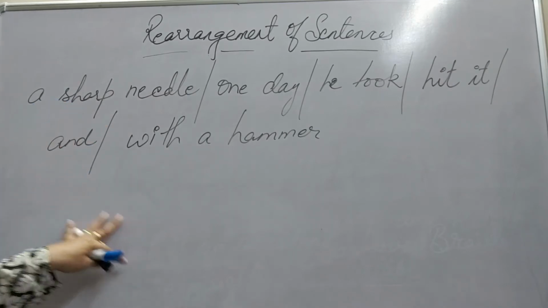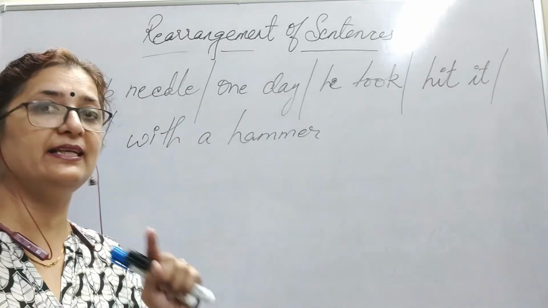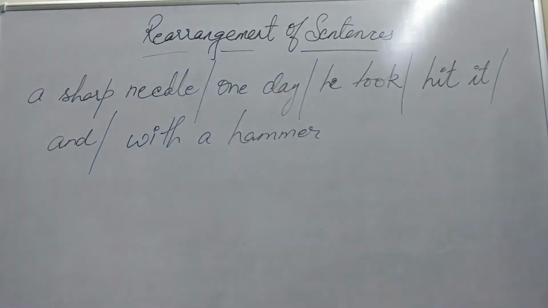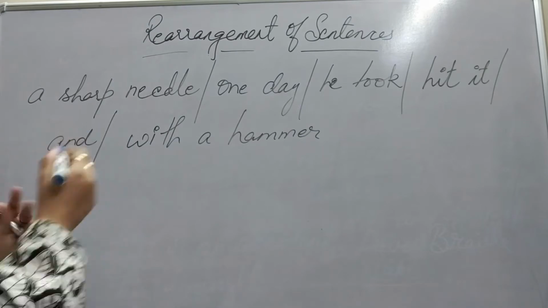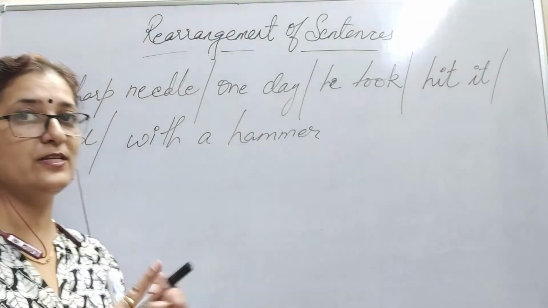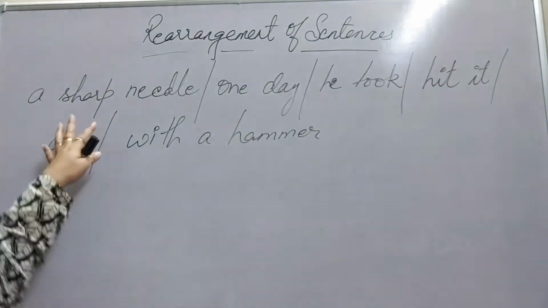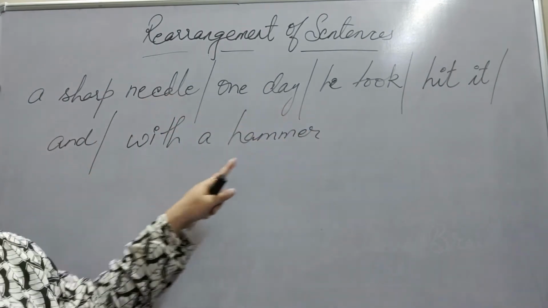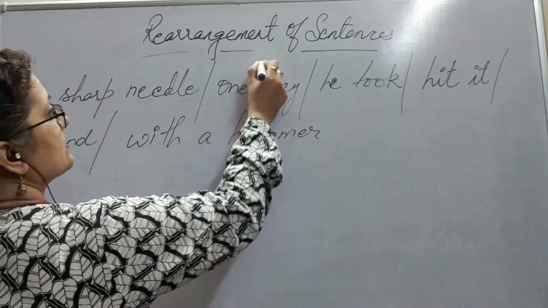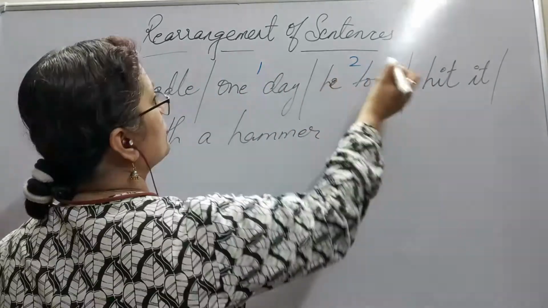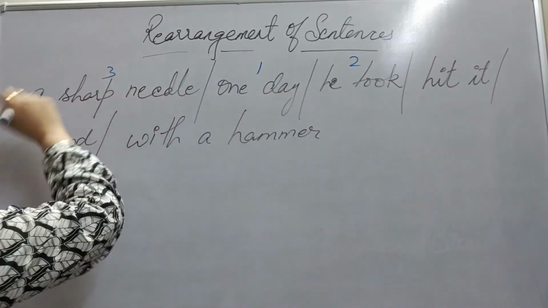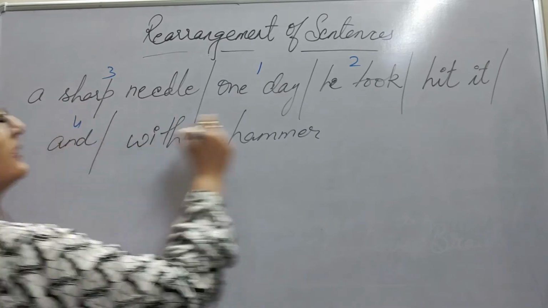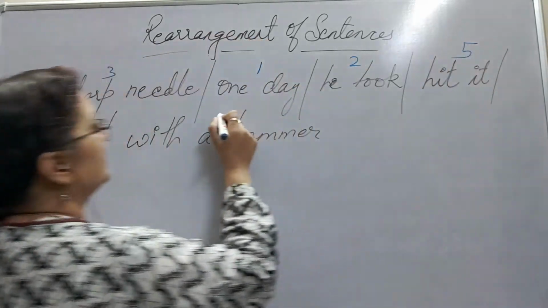and we need to place it in some kind of a sentence, a grammatically correct sentence. Let's see how we can do that. Let me just put the numbers. As I told you, I always put in the numbers so it's easier for me. A sharp needle, one day he took, hit it and with a hammer. Let me begin this. One day he took a sharp needle and hit it with a hammer.